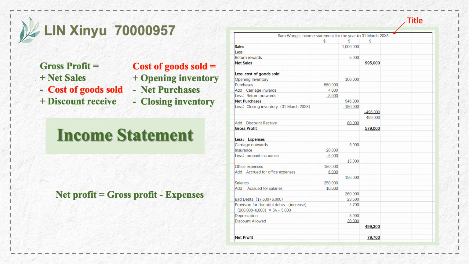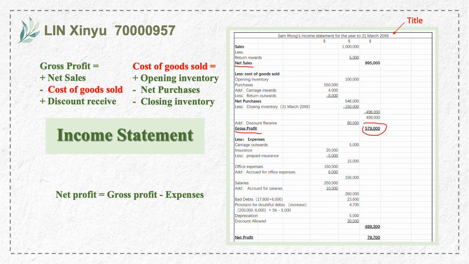This is the income statement, and don't forget the title of the income statement is very important. In order to get the gross profit, we should use the net sales minus cost of goods sold and plus discount received. So we use sales less returns inward to get the net sales, and minus cost of goods sold and add the discount received to get the gross profit, $579,000. And we should minus the expenses.